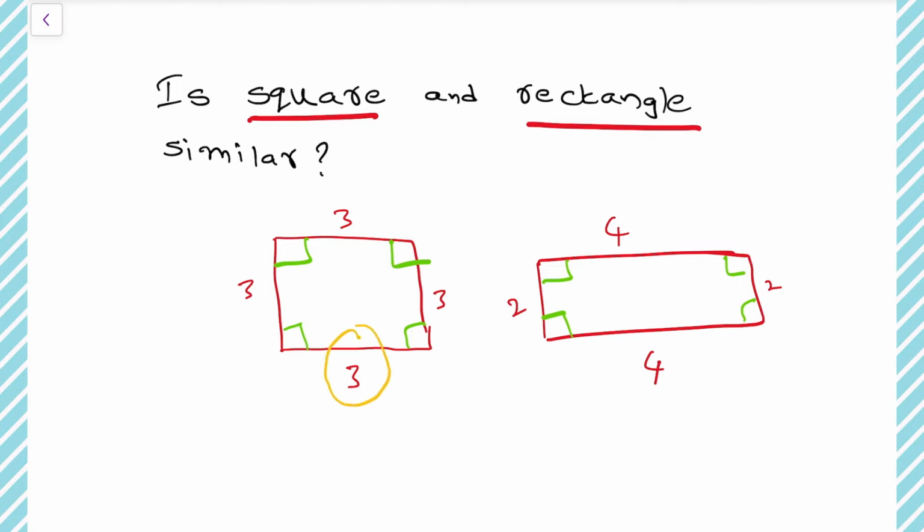Lower side by lower side, 3/4. Right side by right side, 3/2. We know very well that these two are not at all equal. So I can conclude one thing here, that the corresponding sides ratio is not equal. So square and rectangle are not similar figures.